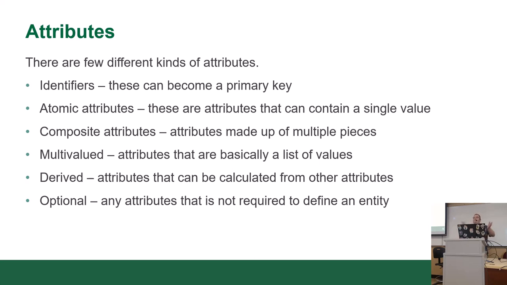Names and addresses are not derived because you can't math a name. There's no calculation to calculate somebody's name. But an age you can calculate. A person's GPA you can calculate. And then we have optional attributes. Optional attributes could be any of the above, but are not necessarily required to define an entity.